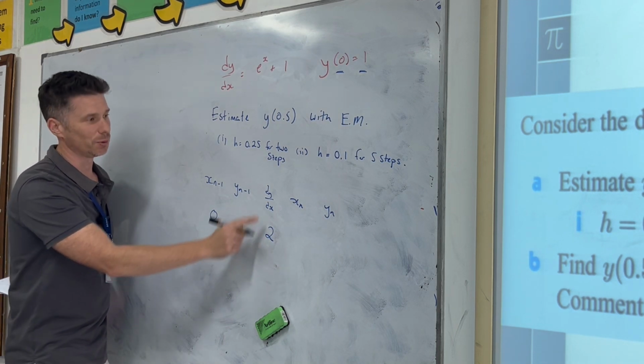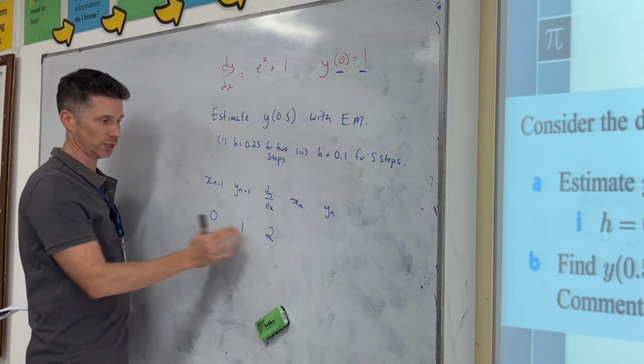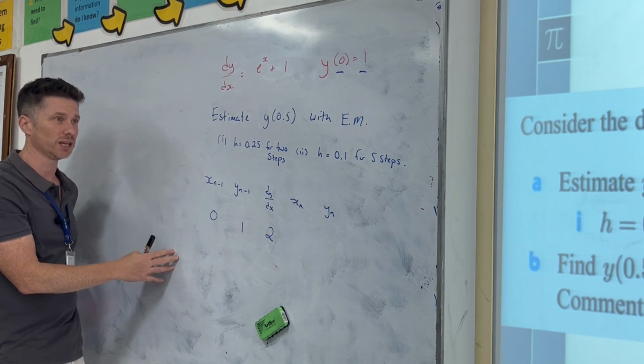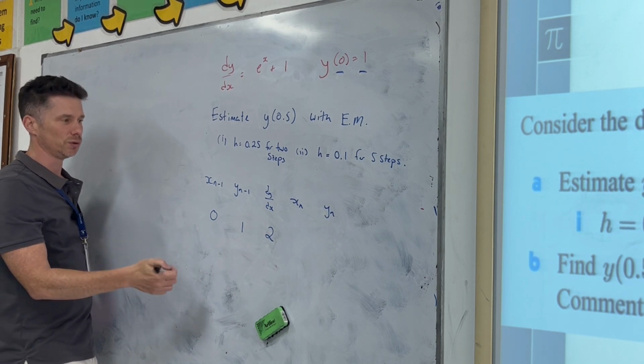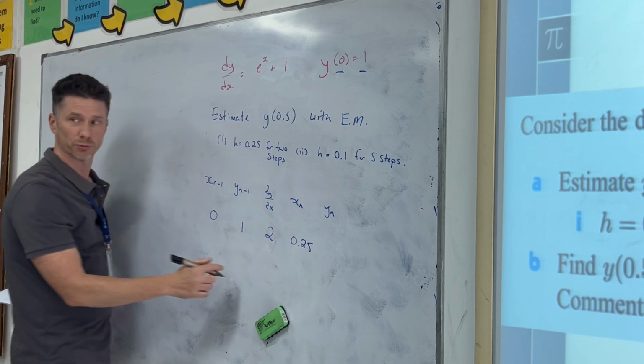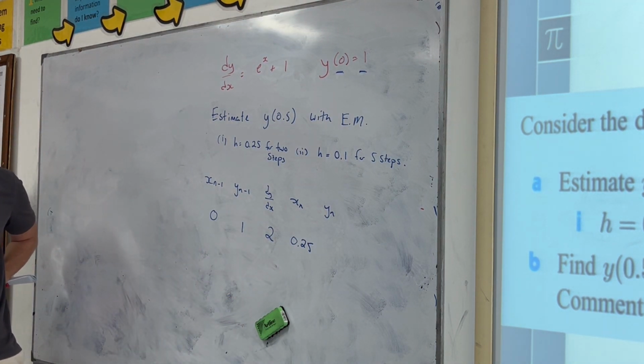This is dy over dx. So that's the gradient at 0, which is 2. Now, how do I use the fact that the gradient at 0 is 2 to figure out what the function is going to look like at 0.25? We moved on a little bit. What will y be at 0.25?